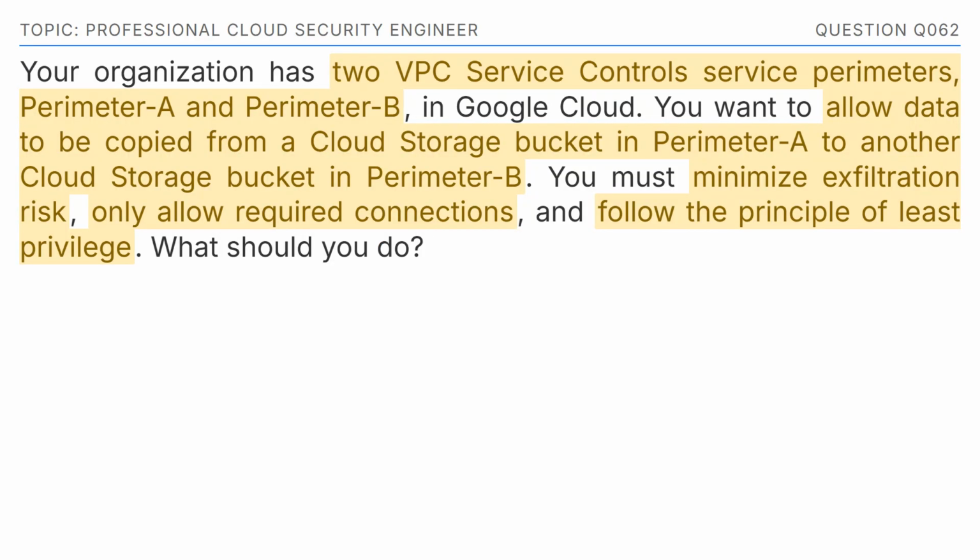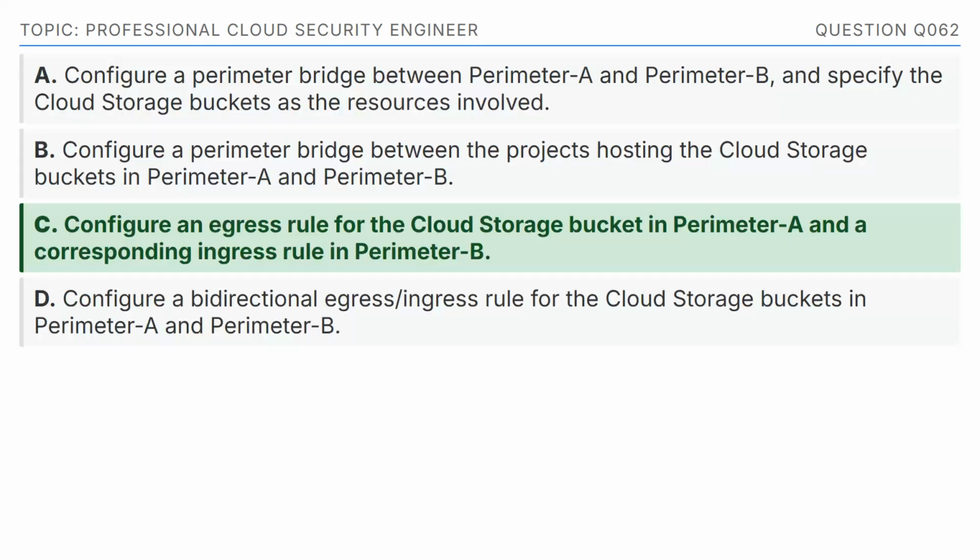To arrive at the correct answer, we focus on the keywords: two VPC Service Controls service perimeters, Perimeter A and Perimeter B, allow data to be copied from a cloud storage bucket in Perimeter A to another cloud storage bucket in Perimeter B, minimize exfiltration risk, only allow required connections, follow the principle of least privilege. The correct answer is option C, configure an egress rule for the cloud storage bucket in Perimeter A and a corresponding ingress rule in Perimeter B.